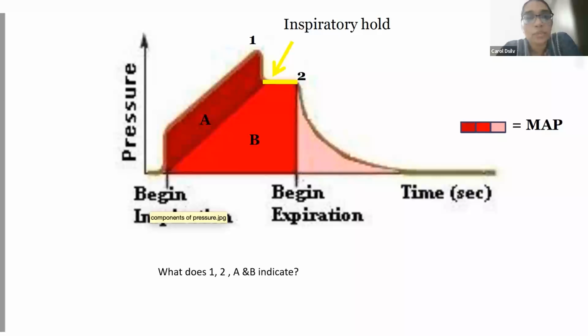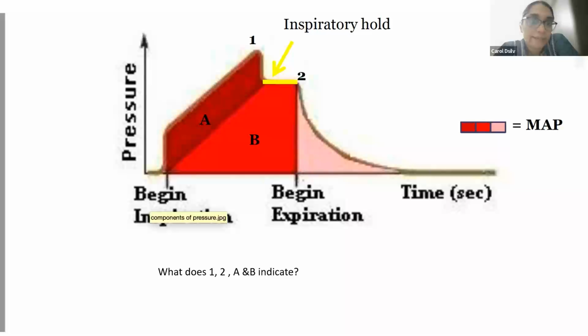Okay, so what is 1, 2? What pressure is 1? What pressure is 2? Let's go in sequence. What is 1? Peak inspiratory pressure. What is 2? Plateau pressure. Plateau pressure. Very good.